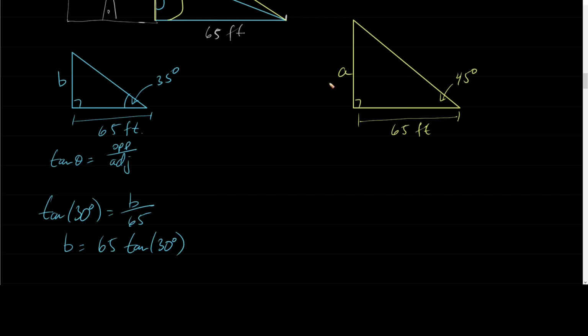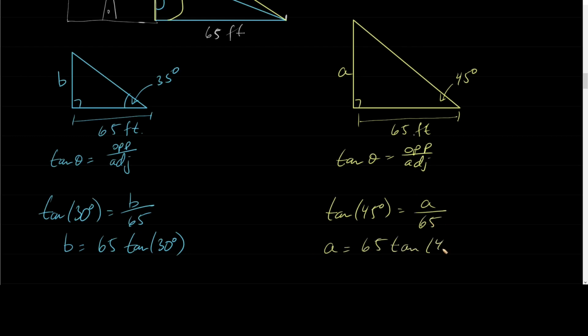Let's go figure out A. Similarly here, well, I've got the opposite side and the adjacent side. So this tells me that I'm going to be working with tan theta again because it's opposite over adjacent. So this tells me that I've got tan of 45 degrees is equal to the opposite side, A, over the adjacent side, 65. So A is equal to 65 times tan of 45 degrees.